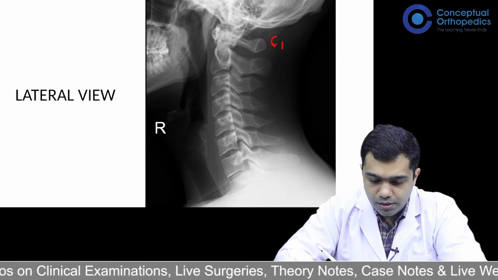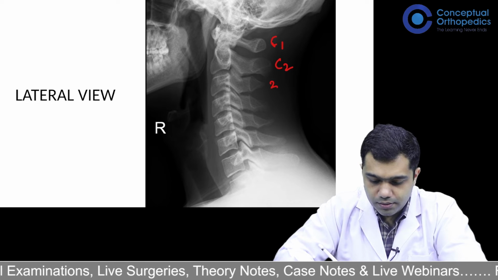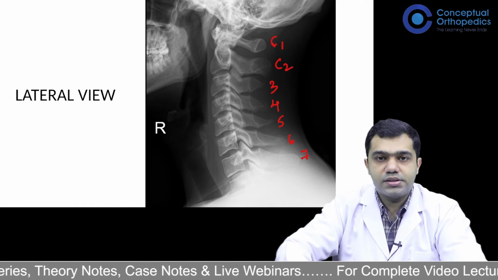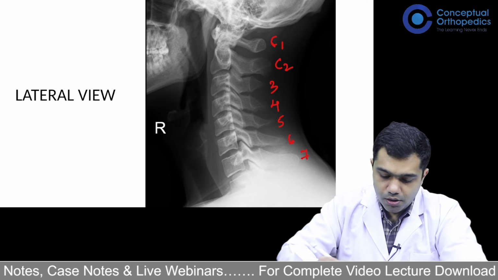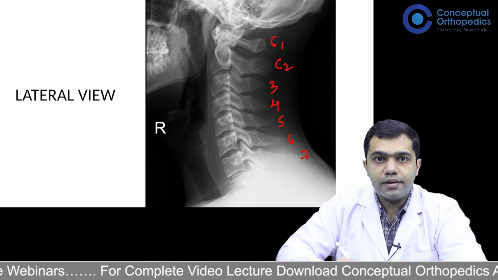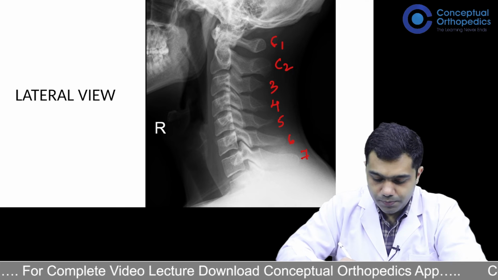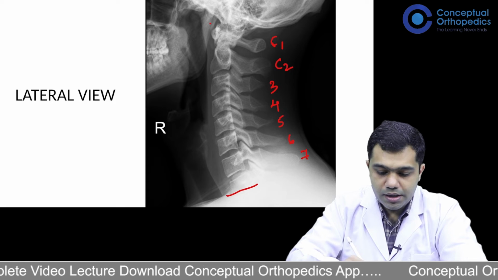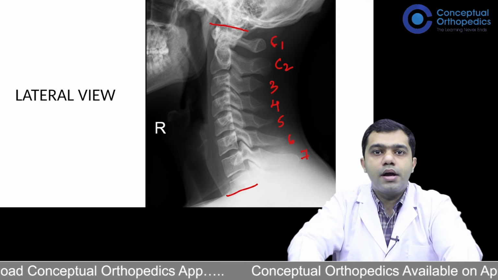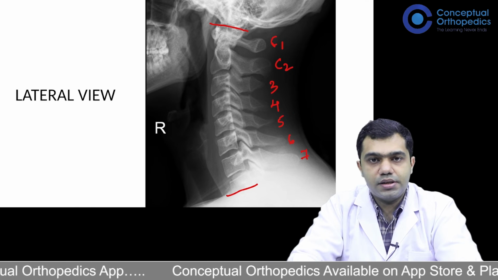So that is C1. The next one is C2, then 3, 4, 5, 6, and the longest process is that of 7. So you should be including the T1 vertebra also on your lateral X-ray of the cervical spine. So this particular X-ray is found to be adequate exposure for your assessment of the various pathologies in the cervical spine.